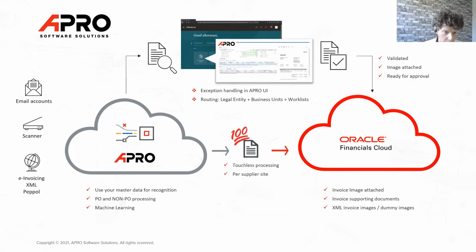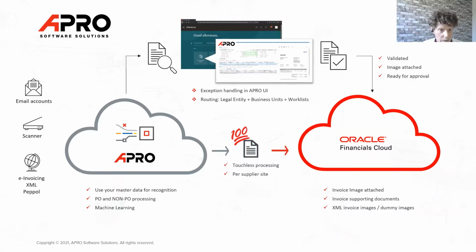Or maybe a third option, which is a little bit the future. We see that coming up in Europe a lot: electronic invoicing, so XML invoices. And if you have suppliers that are connected to the PEPPOL network, I have one slide later on about PEPPOL. We are an access point on the PEPPOL network, so we can pick up your invoices that are sent over that network and process these into Oracle Financials Cloud.